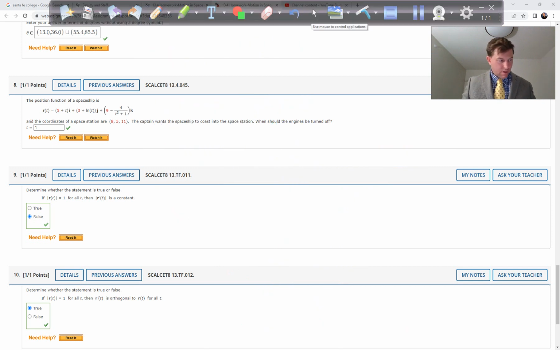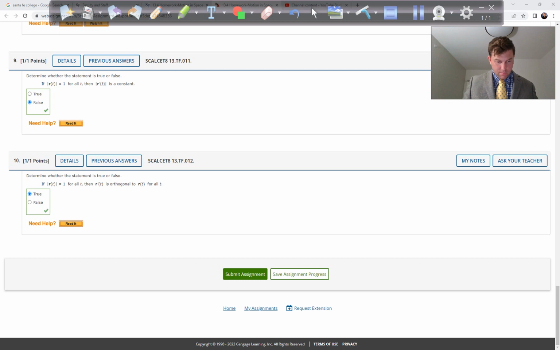Okay, last two are multiple choice, or true false. If the magnitude of the radius vector is 1 for all t, then the derivative of the magnitude of the vector is a constant. So that does not have to be true. Just because the magnitude of your vector turns out to be 1, that doesn't mean that the derivative of that vector magnitude should be some constant.